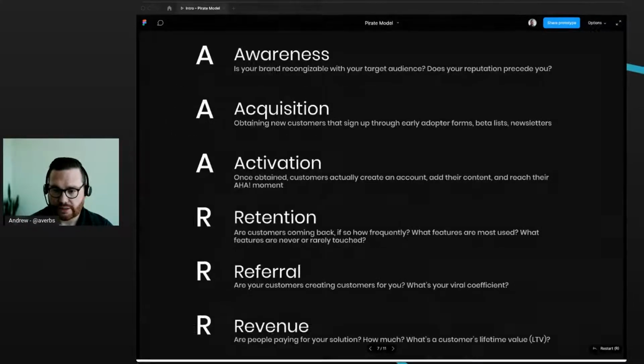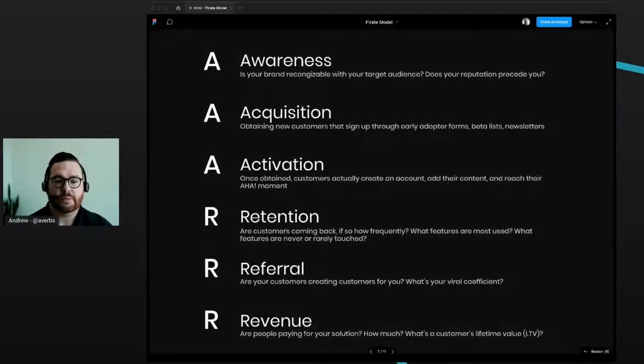So before digging in, we'll talk a little bit about the 3 A's and 3 R's. So just introducing the model. A is for awareness. Is your brand recognizable with your target audience? Does your reputation precede you, right? If you said Nike to a group of runners, very unlikely that anyone has not heard of them, right? Their awareness is very large. Their brand recognition is huge.